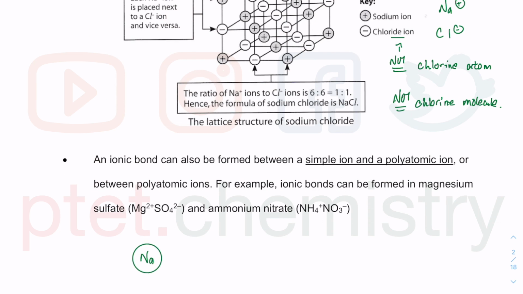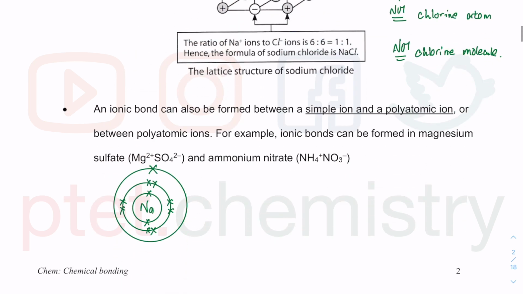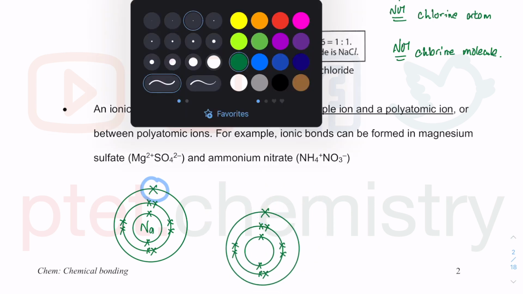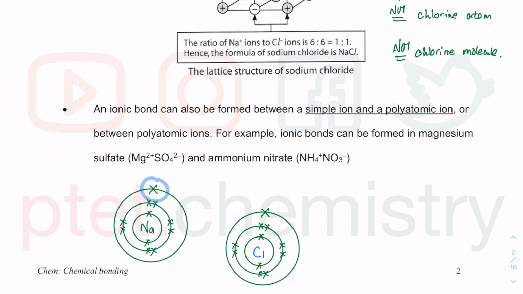If I draw dot and cross, sodium is in the third period, so it's got 2, 8 in the second shell, and it's got 1 in the third shell. And then what happens is it will lose its 1 outer shell electron, and it will lose it to 1 chlorine. If I just copy that and paste that, what I want to show is I want to make this into chlorine.